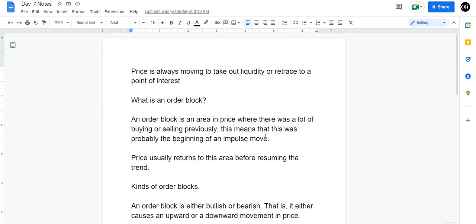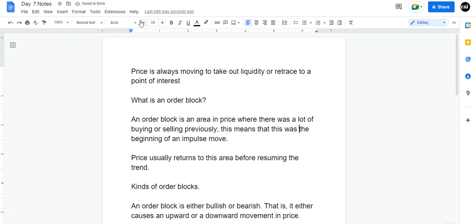Okay, so you guys are forgetting one vital part about the order block, and I said it at the beginning. An order block is an area in price where there was a lot of buying or selling previously. This means that that was probably the beginning of the impulse move. Okay, I won't say probably. This means that this was the beginning. So the order block is always the beginning of the impulse move.